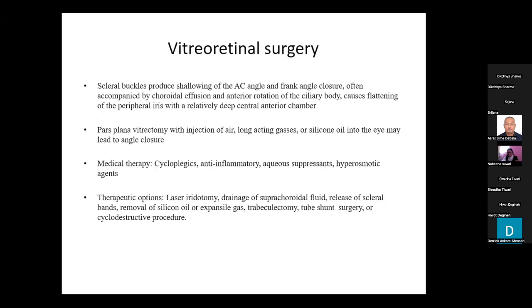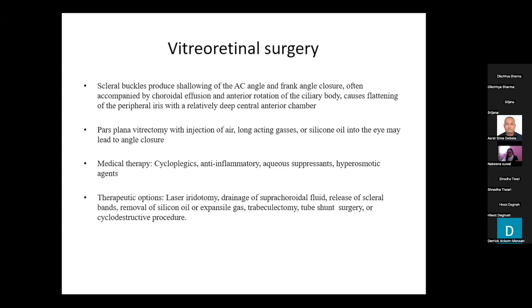Some vitreoretinal surgery can also lead to secondary angle closure. That is commonly seen in scleral buckle procedures, which cause shallowing of the anterior chamber accompanied by choroidal effusion and anterior rotation of the ciliary body, leading to flattening of the peripheral iris. Pars plana vitrectomy followed by injection of air, long-acting gases, or silicone oil can lead to angle closure.